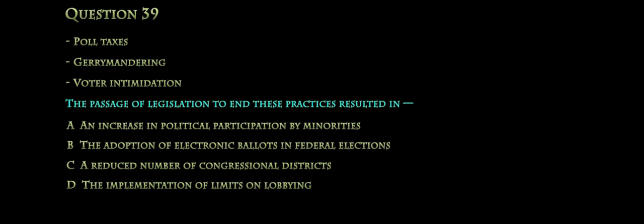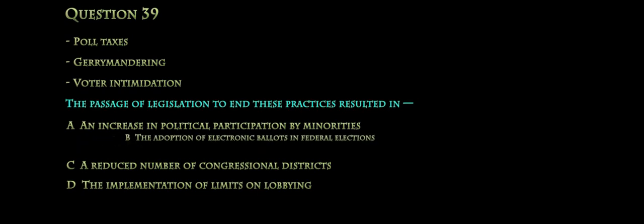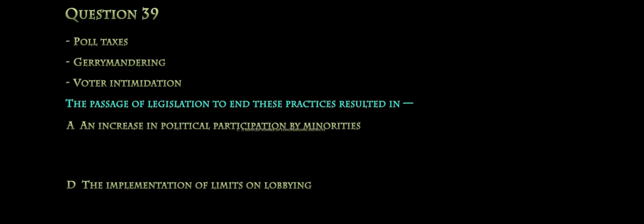B. Did electronic ballots result from the act? No, they came many years later. C. Were the number of legislative districts changed by the act? No, the number of districts remained the same. D. Did the act have any effect on lobbying? No, lobbying was not involved in the Voting Rights Act. A is the best answer.